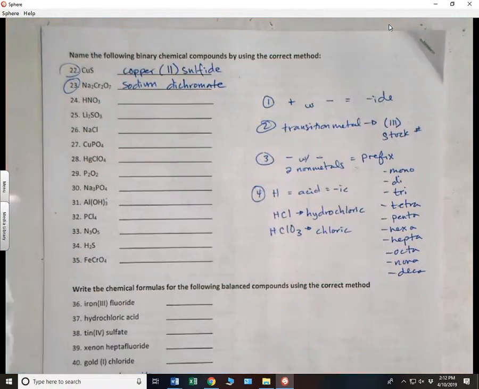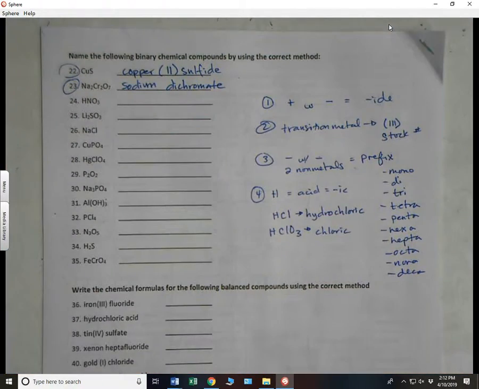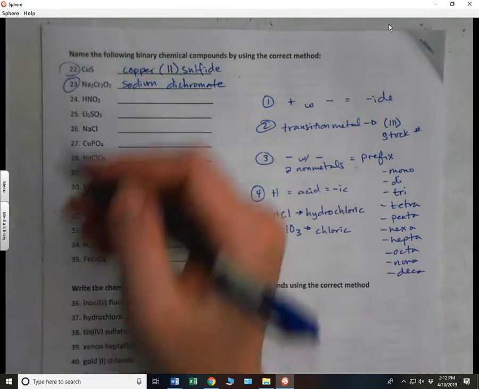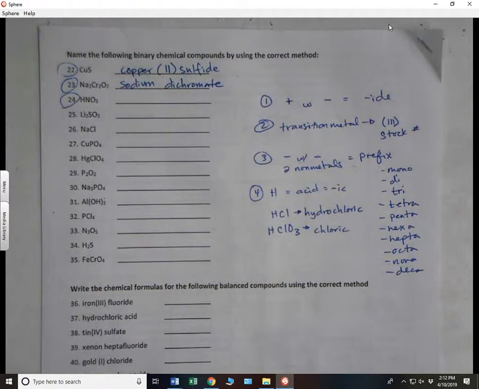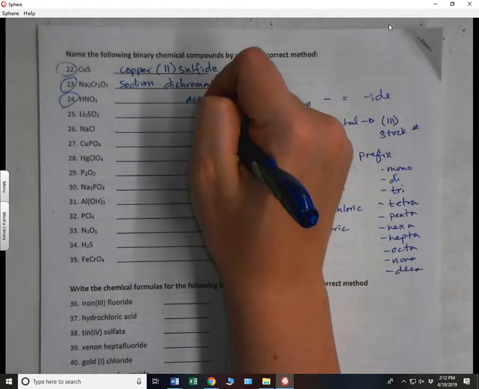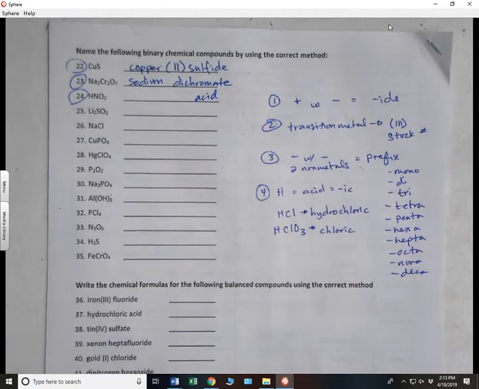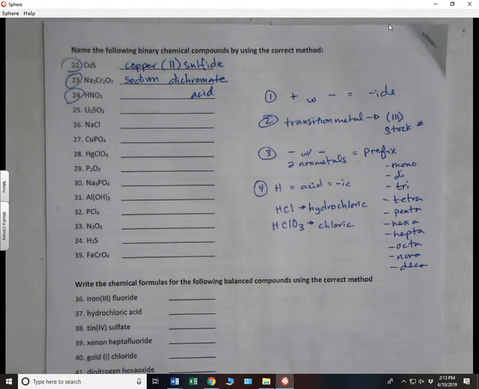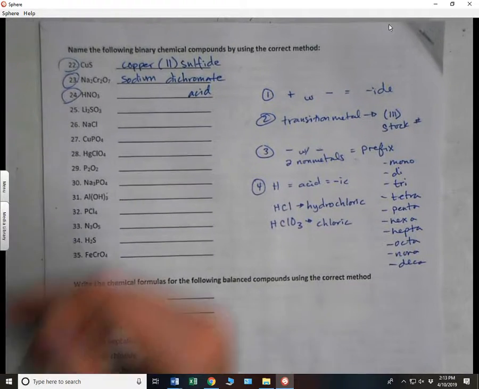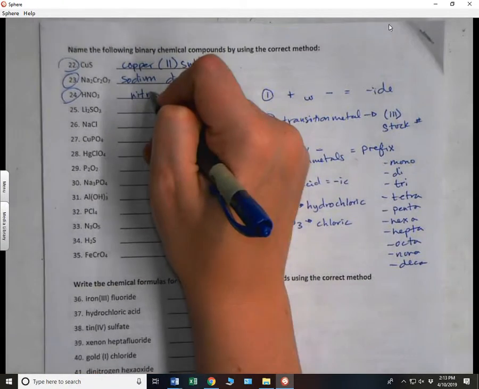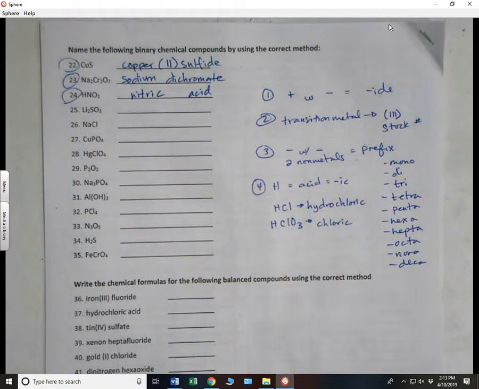Number 24 has an H, so right away at least get a point for writing acid. Okay. There's an O, so there's no hydro. This is nitric acid. The other example we don't get to until number 29.